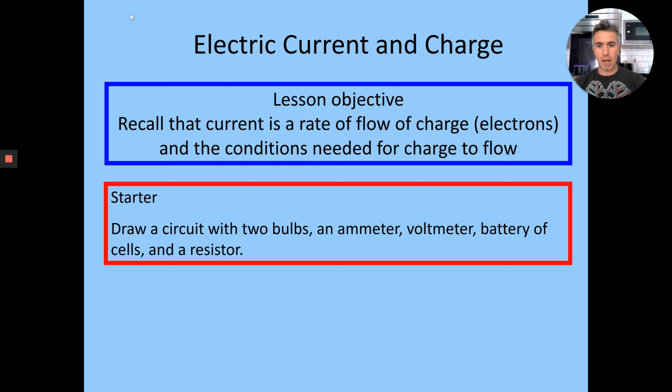So by the end of today, we're going to be able to recall that current is the rate of flow of charge, and we're going to be able to describe the conditions needed for charge to flow.